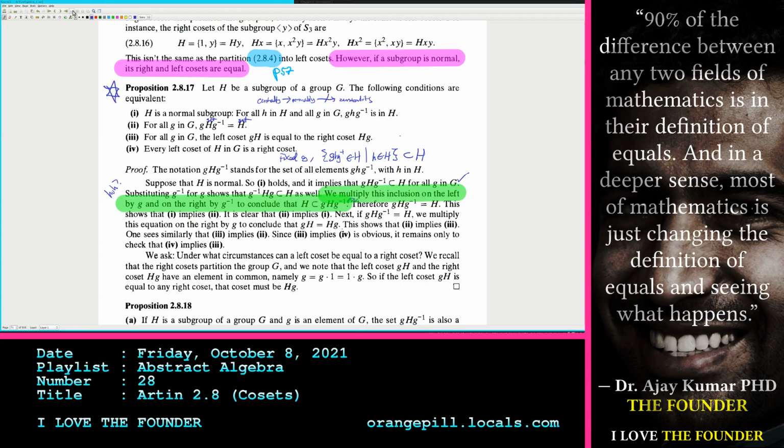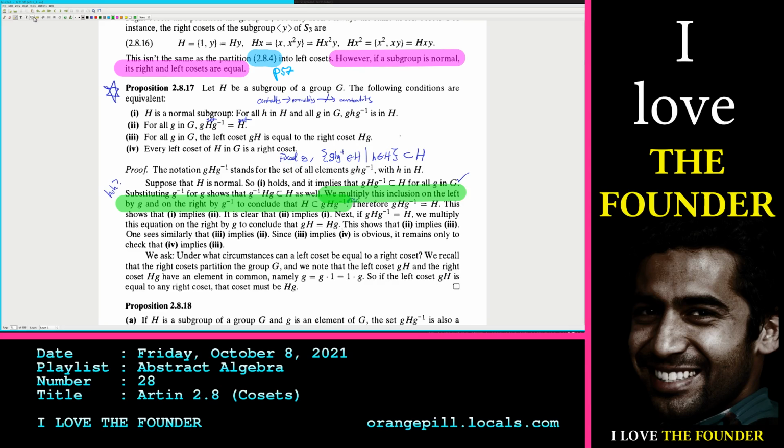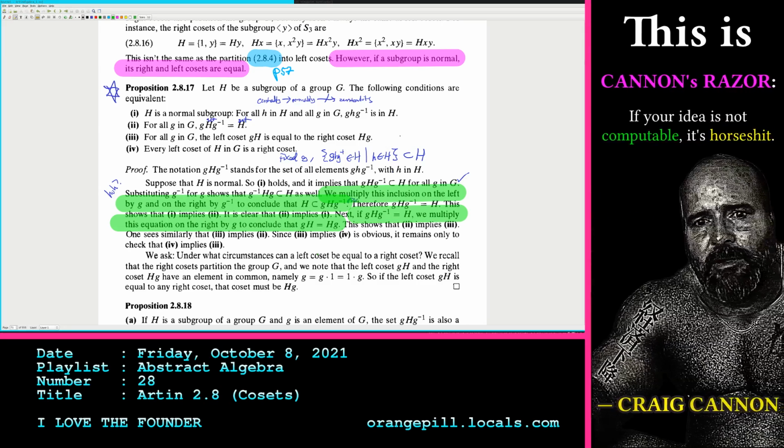Okay, so this is another glowy move. This weird multiplying sets thing. I want the ruler back. Here's another glowy thing. 3 implies 2. GH equals HG. Since 3 implies 4 is obvious, it remains only to check that 4 implies 3.